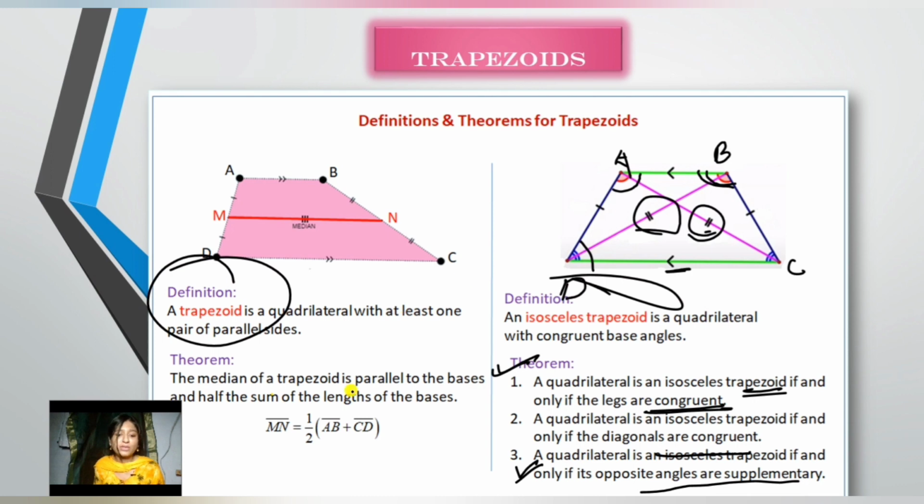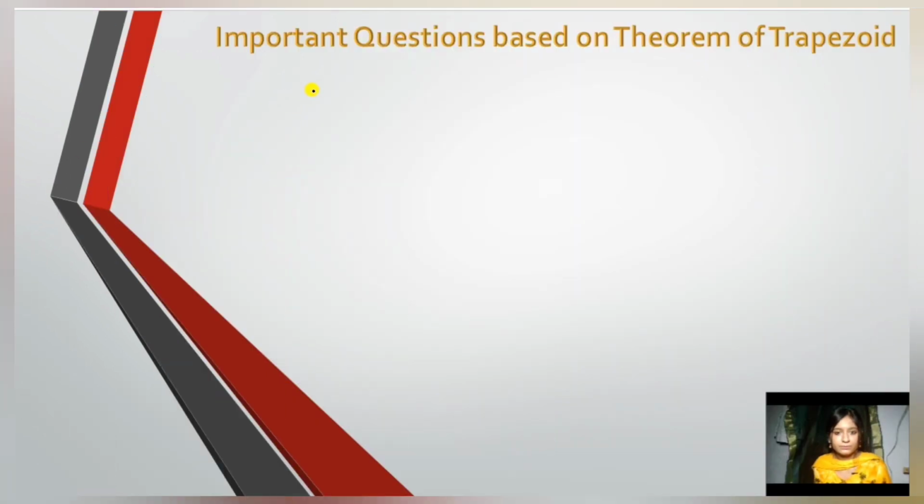Now on the basis of the theorem that we have learned right now, that MN, our median, is equal to half of the sum of the bases, on this point only we are going to solve some questions. So let's solve it. Now let's do some important questions based on the theorem of trapezoid.